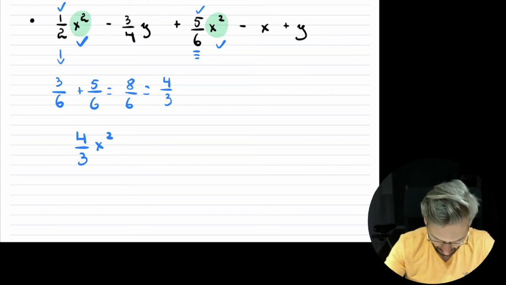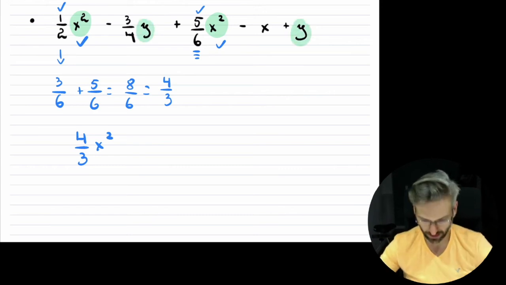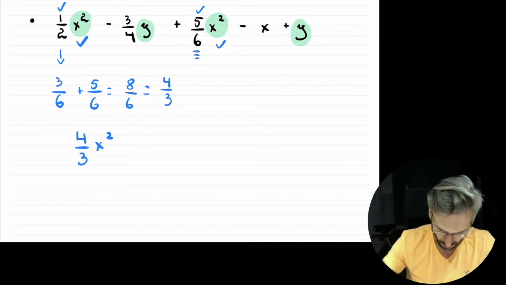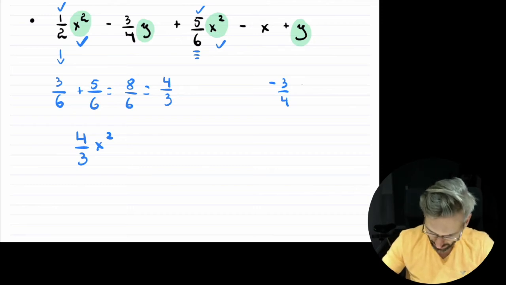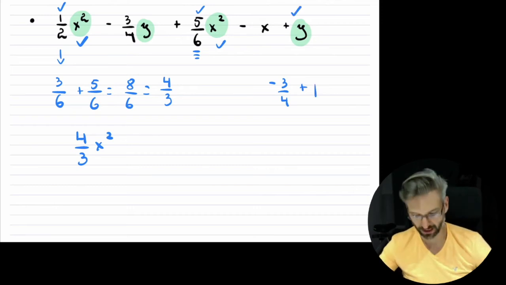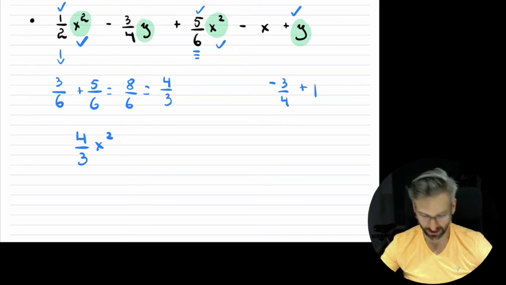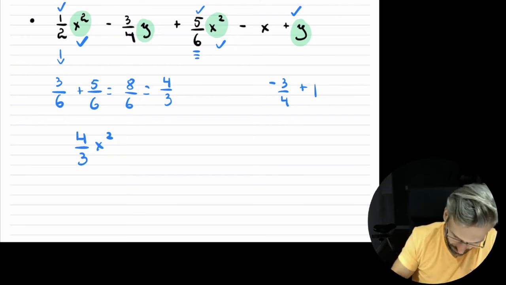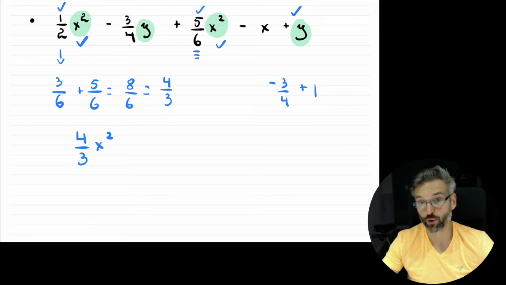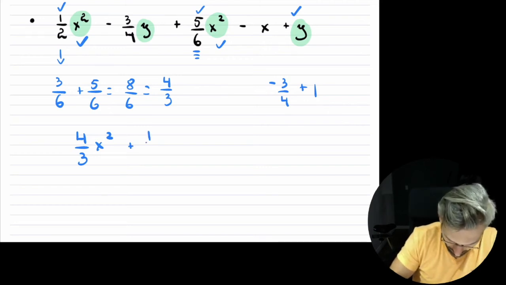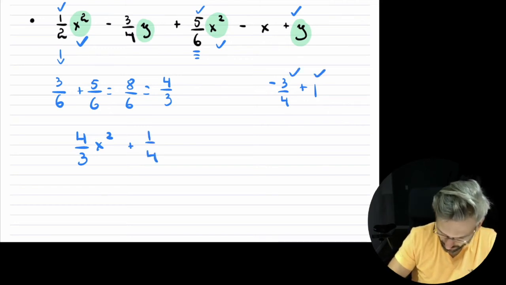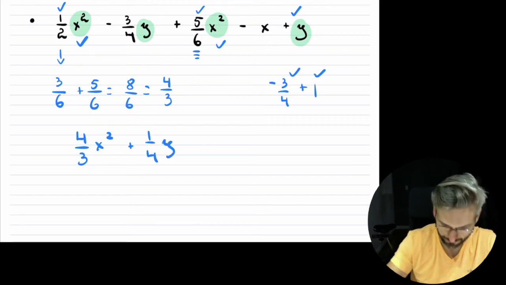Now, are there any others? Yep. So we have a y right here and a y right here. So this one's a little bit easier. So notice my coefficients: -3/4, and the coefficient right here is a +1. So that I can do. Remember that 1 is just 4/4 if you wanted to have the same denominator, and then -3 + 4. So here we have 1/4. So that comes from this evaluation, and then we have our y.